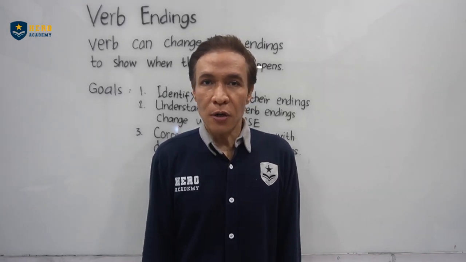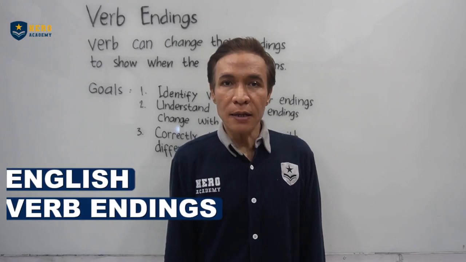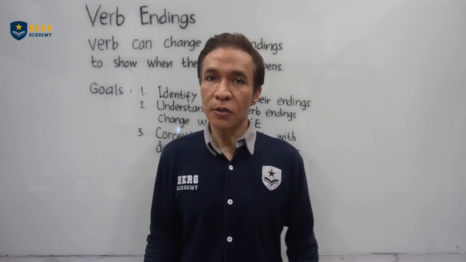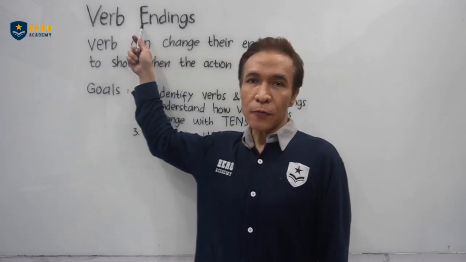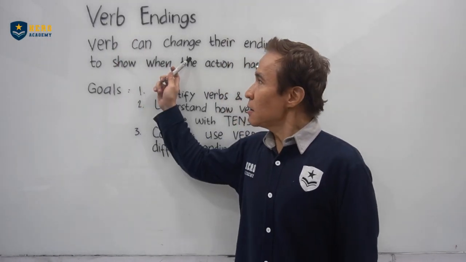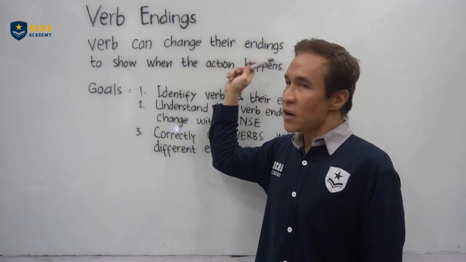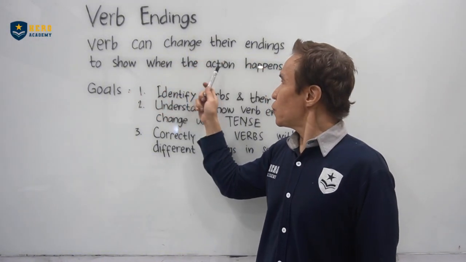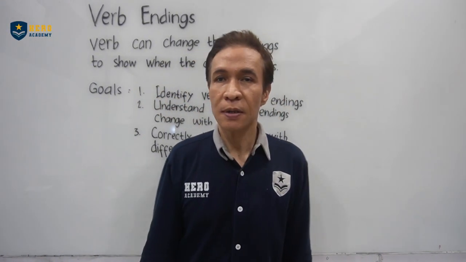In this video, we're gonna learn about verb endings. Now let's take a look. You know what is a verb? A verb is an action word. And a verb can change their endings to show when the action happens.